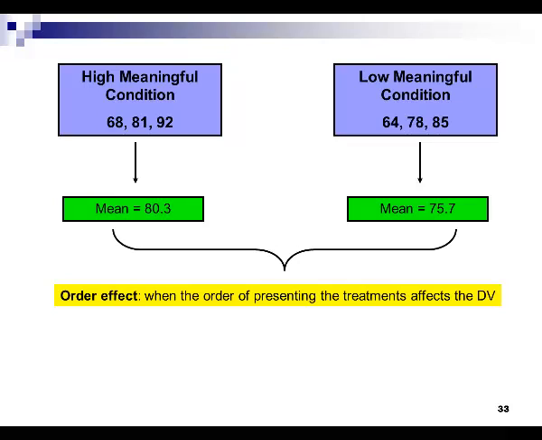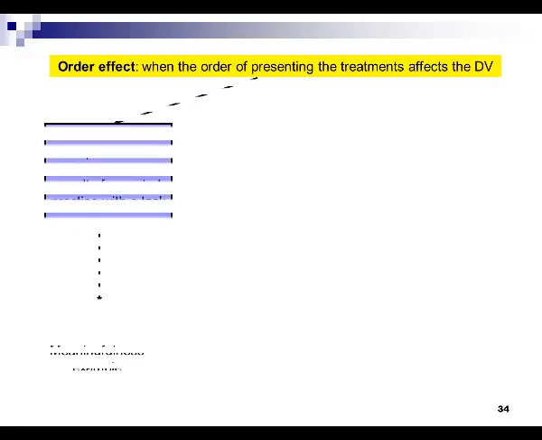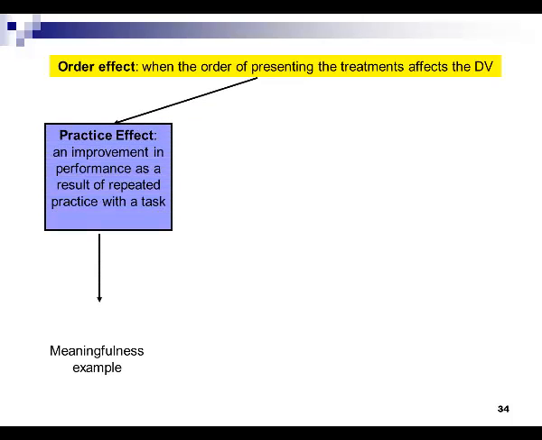So this is what leads to something called order effects, and that's when the order of presenting our independent variable, or the levels of the independent variable, affect the dependent variable. And there are different kinds of order effects. One is a practice effect, and this is where you see an improvement in performance as a result of repeating practice with a task. And that would be a good example of what we just saw with meaningfulness.